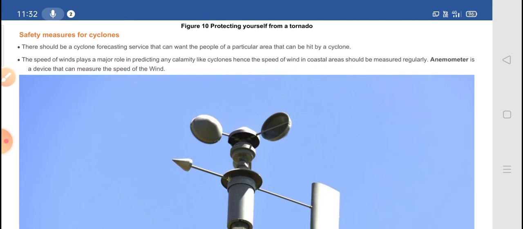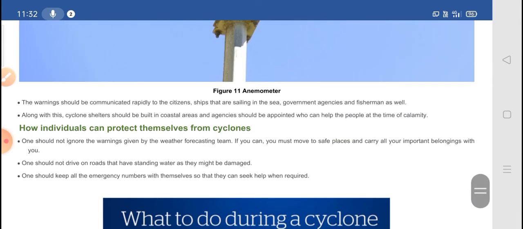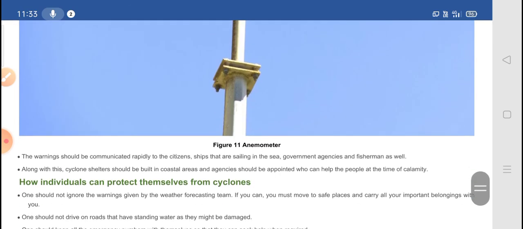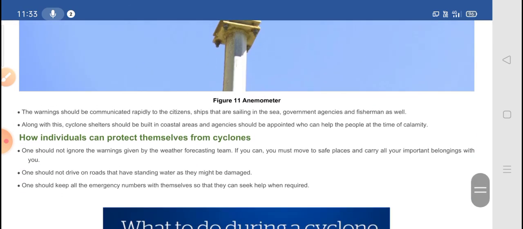Now see, students, there should be a cyclone forecasting service that can warn people in a particular area that can be hit by a cyclone, right? And the speed of the wind plays a major role in predicting any climatic event like a cyclone, hence the speed of the wind in coastal areas should be measured regularly, right? Here an anemometer is a device that can measure the speed of the wind. Now you can see in this figure, this is the wind speed measuring anemometer, right? This is known as the anemometer. They measure the speed of the wind.